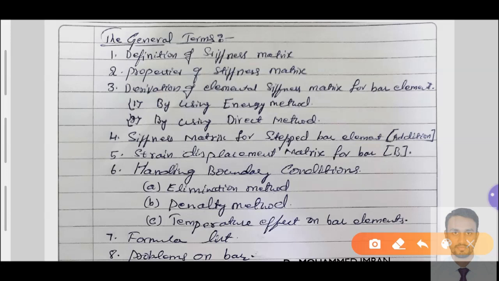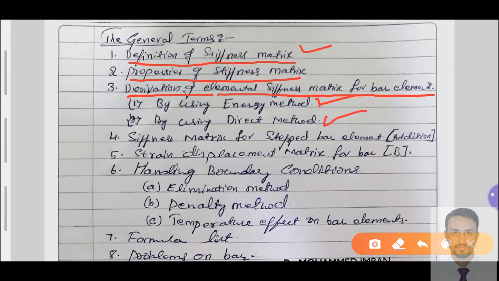First we'll see what is meant by a stiffness matrix, the definition of the stiffness matrix, then the properties of the stiffness matrix, and then the derivation of the elemental stiffness matrix for the bar element. We'll derive the elemental stiffness matrix for a bar element by using the energy method and the direct method. Two methods are there to determine the elemental stiffness matrix.